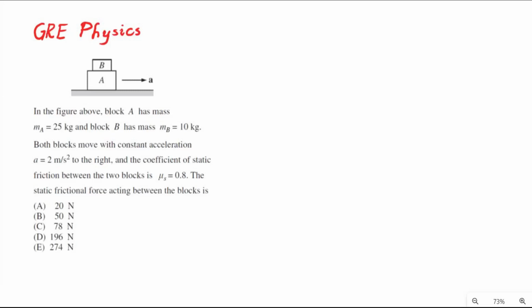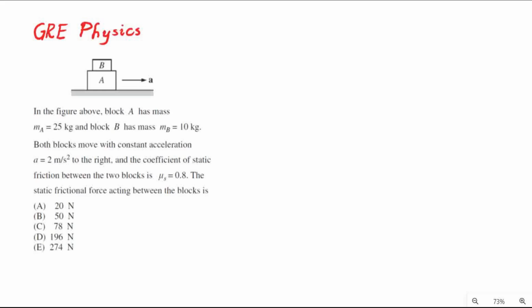Hello everyone, we got a problem here in basic mechanics to solve. This problem appeared in a GRE physics exam as shown in the figure. In this problem we are given two blocks, block A and B, with mass equal to 25 and 10 kilograms respectively. Both these blocks move with constant acceleration equal to 2 meters per second squared to the right, and the coefficient of static friction between the two blocks is 0.8.